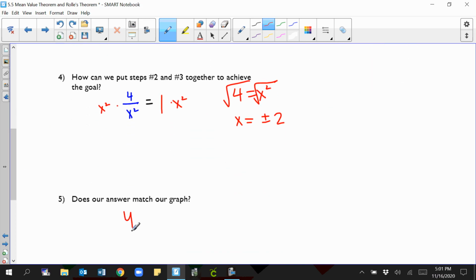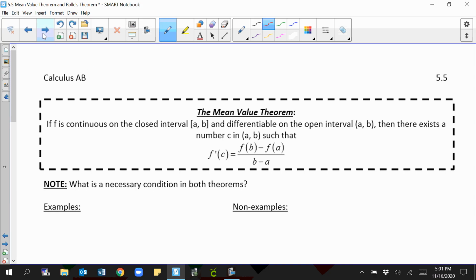So does this match our graph? Yes. So when our slope is not 0, instead of Rolle's theorem, we use mean value theorem. So mean value theorem says if f is continuous on the closed interval a to b and differentiable on the open interval a to b, then there exists a number c such that f prime of c is equal to our average rate of change, f of b minus f of a over b minus a.